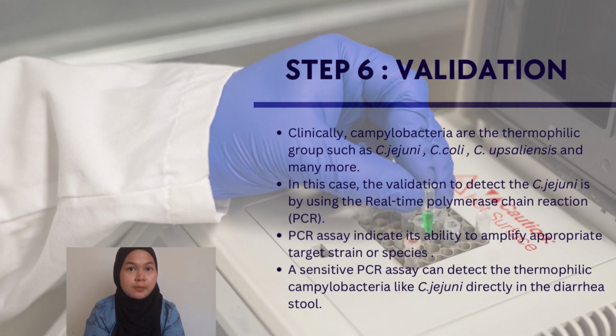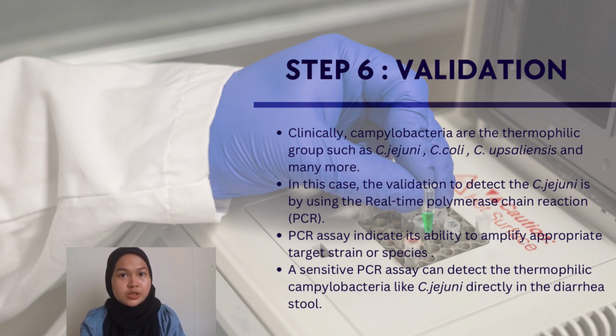Next, we go to part 6, which is validation. Clinically, Campylobacter are the thermophilic groups such as Campylobacter jejuni, Campylobacter coli, Campylobacter lari, and many more. In this case, the validation to detect the Campylobacter jejuni is by using the real-time polymerase chain reaction, which we can call in short PCR.